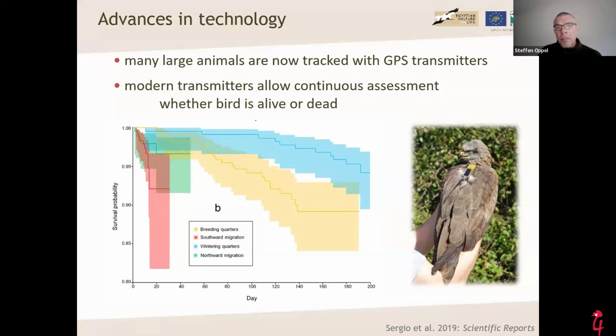And the red line is during the southward migration, and you can see that it declines very rapidly. So the survival probability is very low. Lots of birds die early on. Whereas in the wintering quarters and in the breeding quarters, the survival is much, much higher. So there seems to be much less mortality when the birds are stationary, either in winter or in summer, compared to when they're on migration.